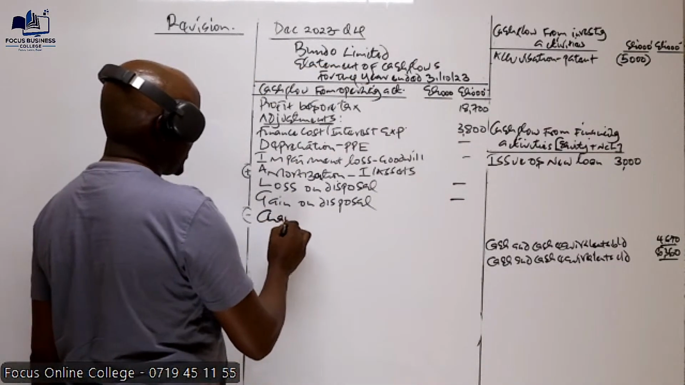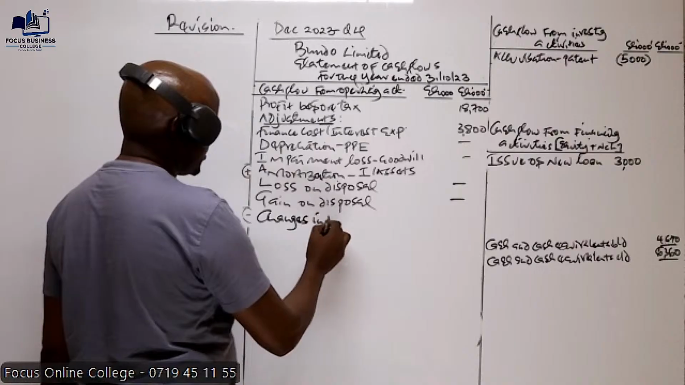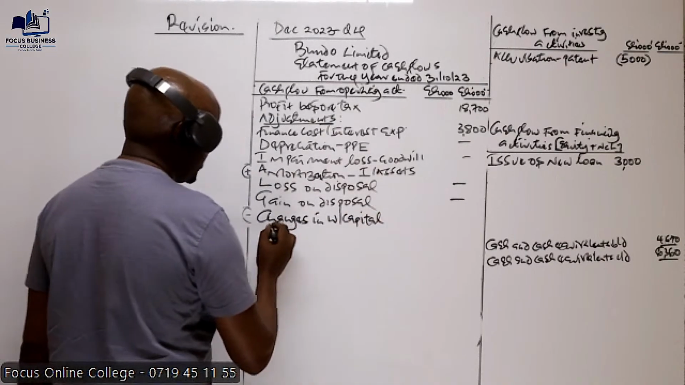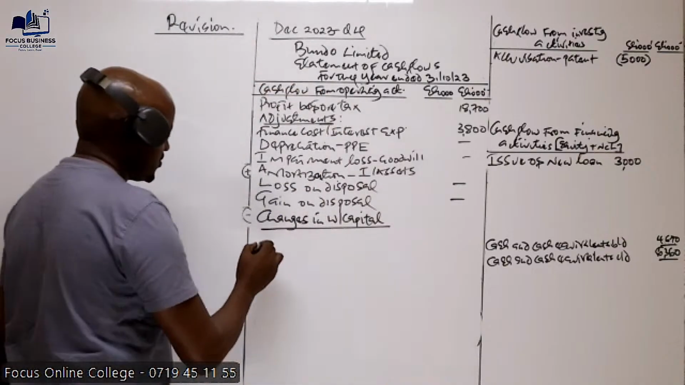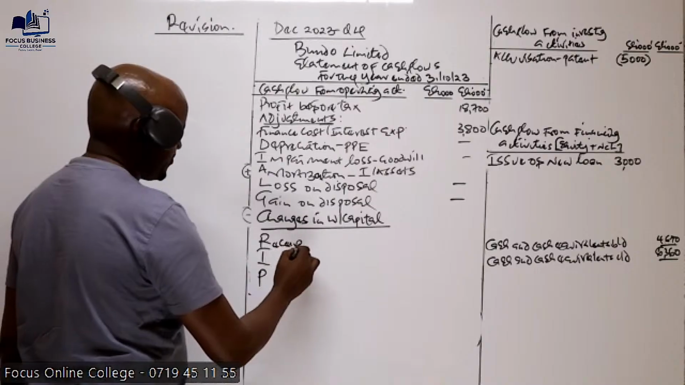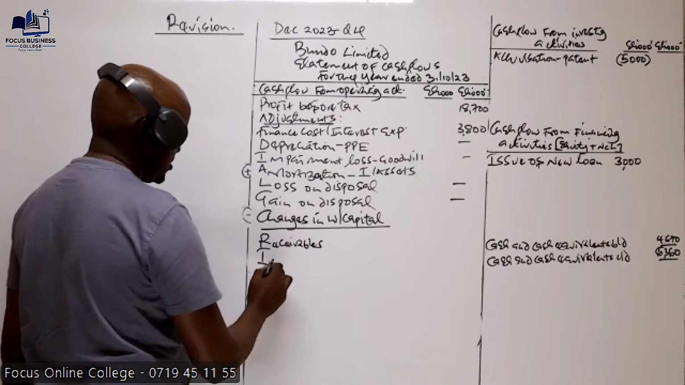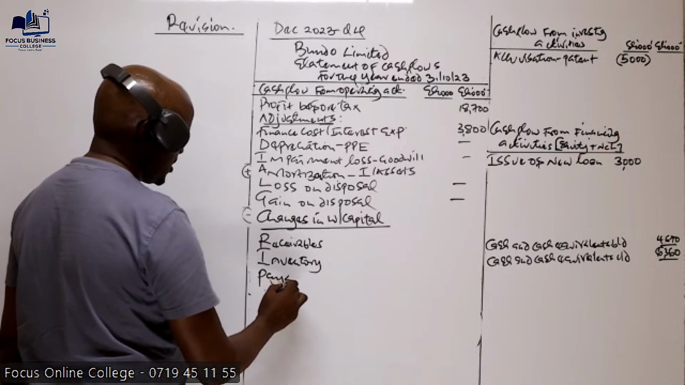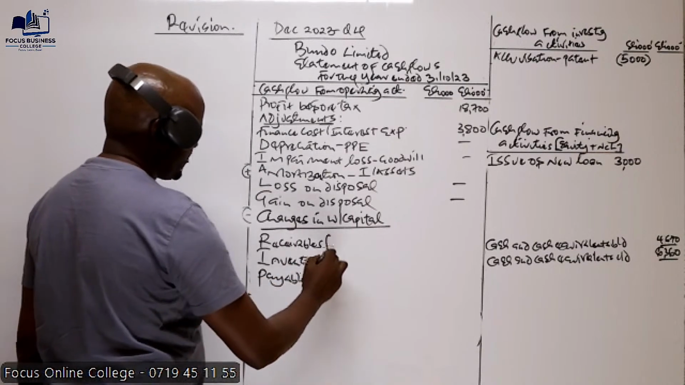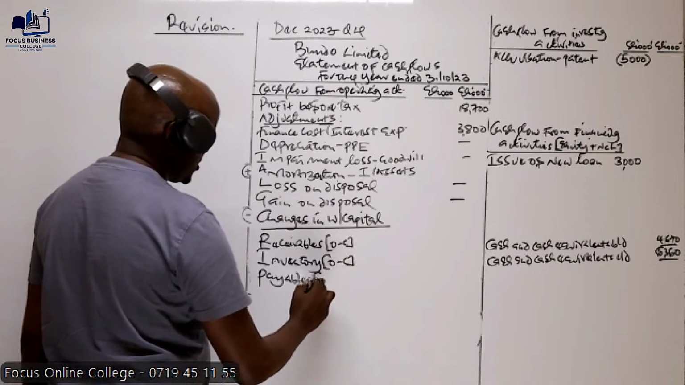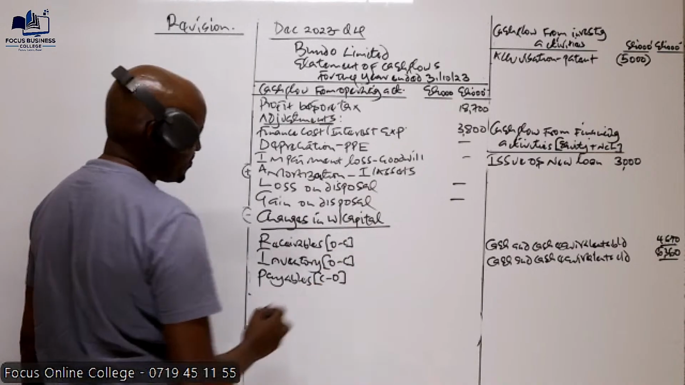Let's proceed and consider the changes in working capital. Here we equally consider our 3 items: receivables, inventory, and payables. We just need to apply our formula: opening minus closing, and closing minus opening.